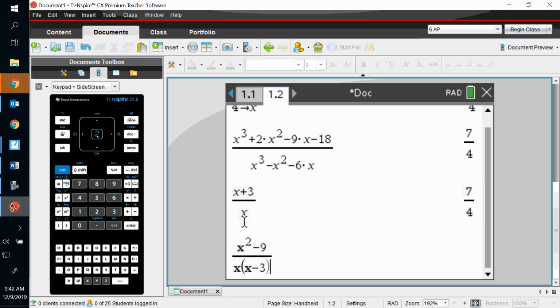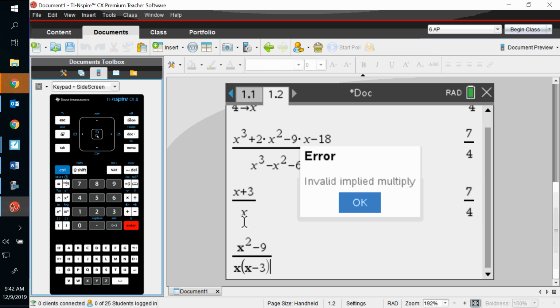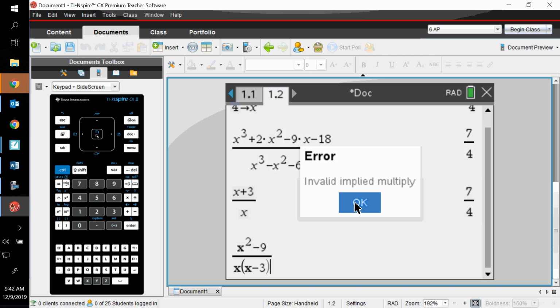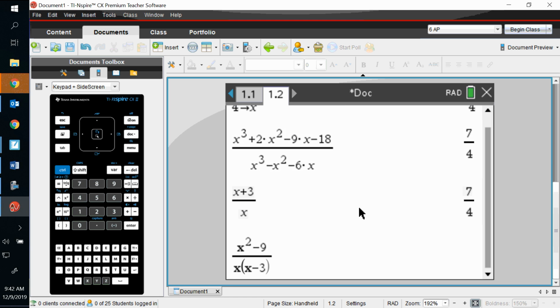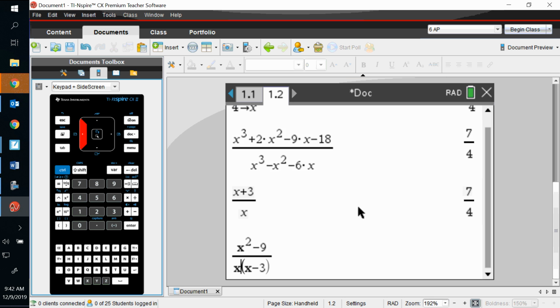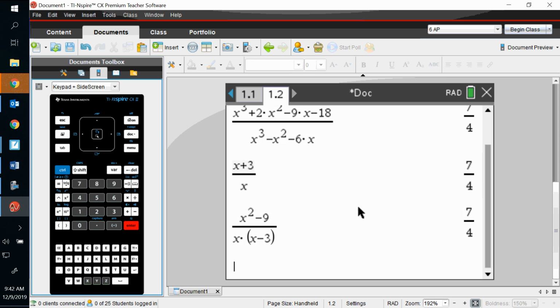The other point I want to make is when you try to type in this last one, when you hit enter, you get invalid implied multiply. So what that means is the calculator does not like it when you have variables next to something that's not a number. So we want this to be x times that parenthesis. The calculator forces us to actually put the dot in for the times. So if you have x next to another variable or a parenthesis, those are the most common things you see, you have to physically put the times in so that it will give you the 7/4 back.